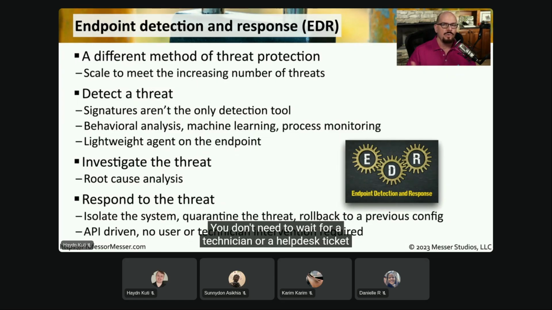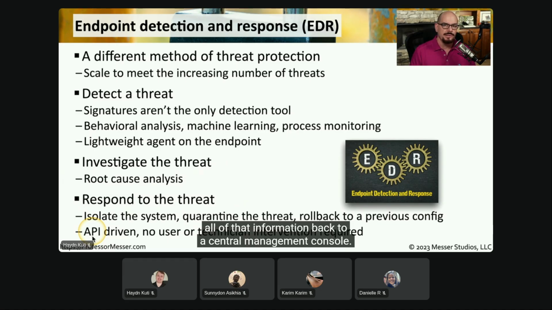You don't need to wait for a technician or a help desk ticket to be created. Instead, EDR will isolate this system, quarantine that threat, and even roll back to a previous config to remove that virus from the system. This entire process can be automated through the use of an application programming interface, or API. So the EDR can perform all of its functions autonomously and then report all of that information back to a central management console.